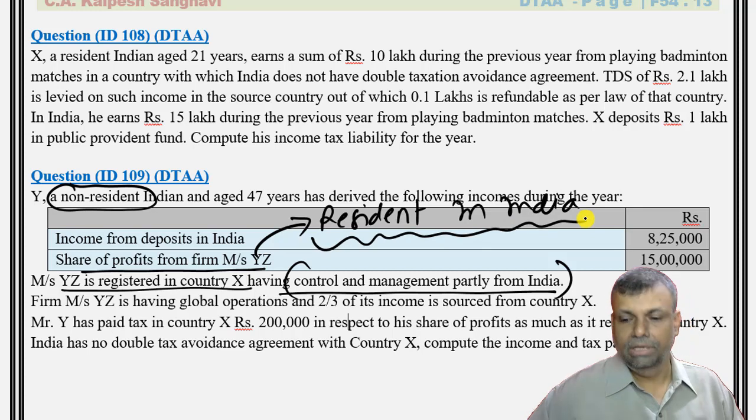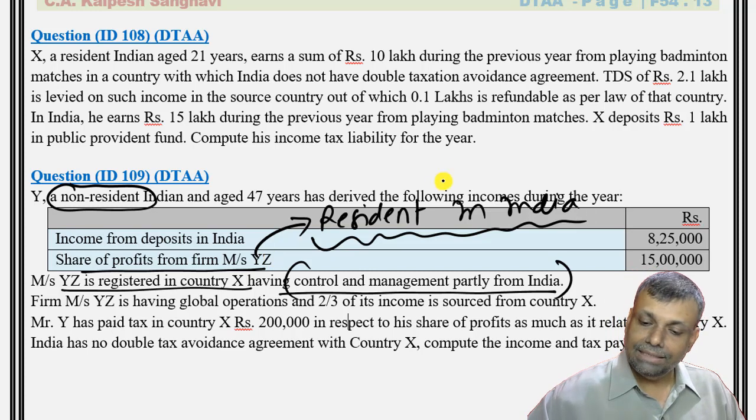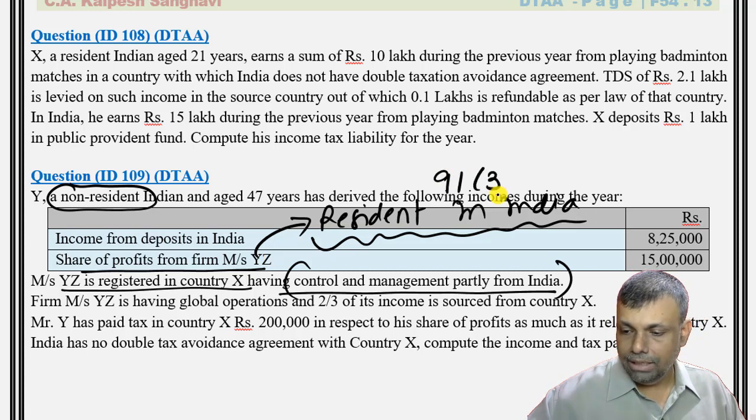This is one very, very important thing. Because the control and management is partly from India, this partnership firm is going to become resident in India. And that's the reason it will be squarely covered by section 91(3).